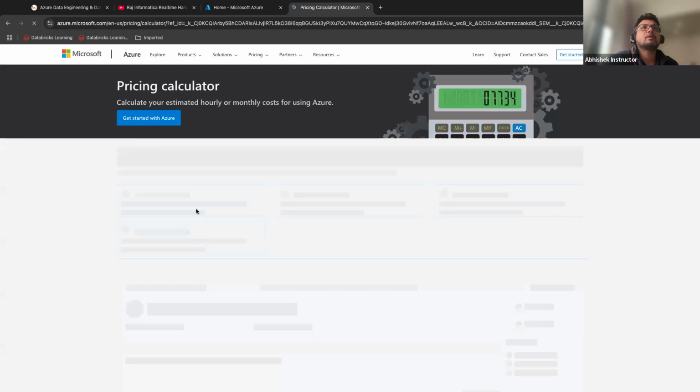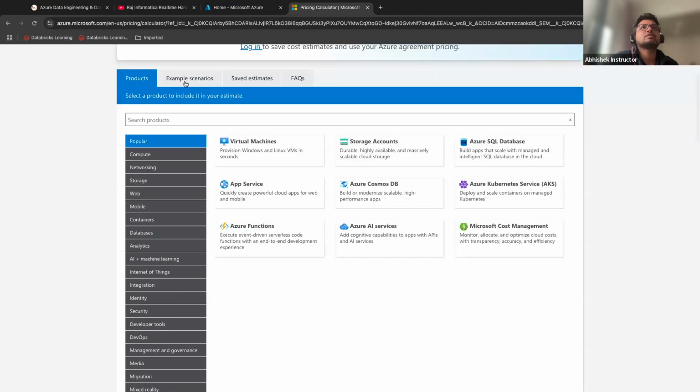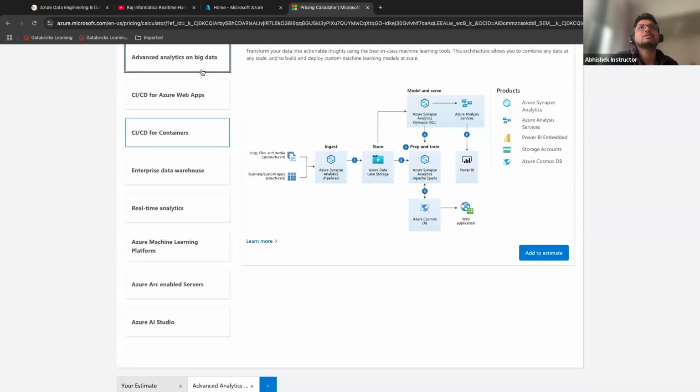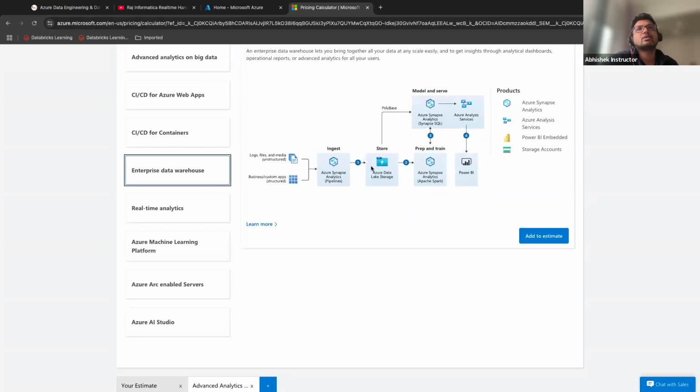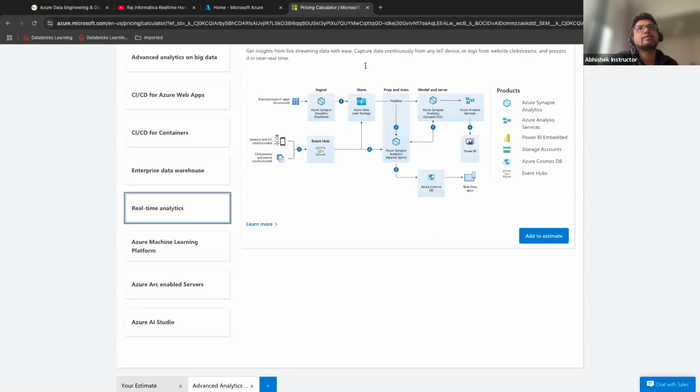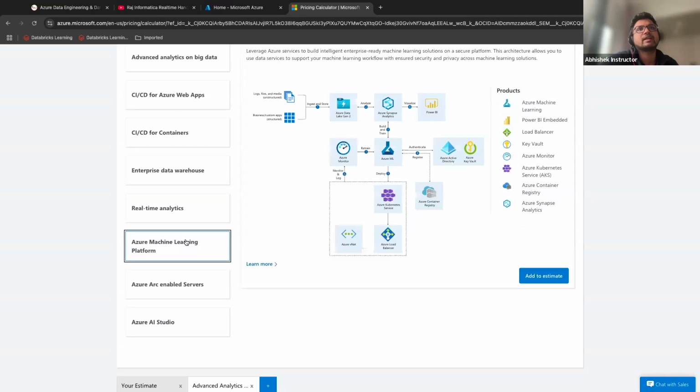Suppose, let me show you this. Here in the example scenario, suppose this is advanced data analytics for big data. Here also, if you see, the first storage is a data lake storage. If you go over here, the first layer is also a data lake storage. Over here also, the first layer of storage is a data lake storage. So whenever you migrate data to the cloud, your first storage will always be a data lake storage, and then later on you process the data, store it in SQL and all of that.